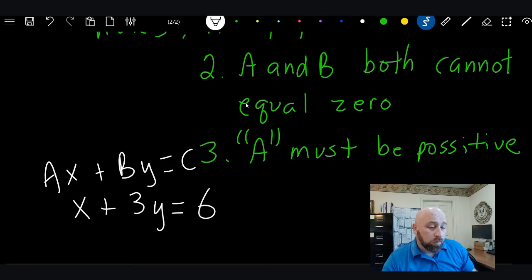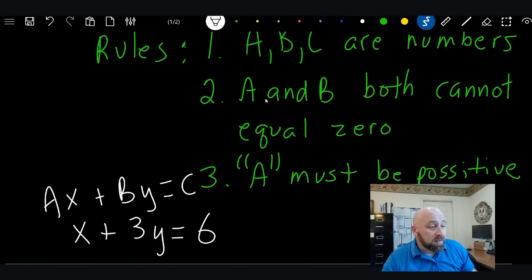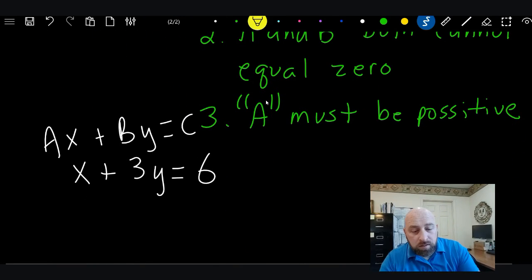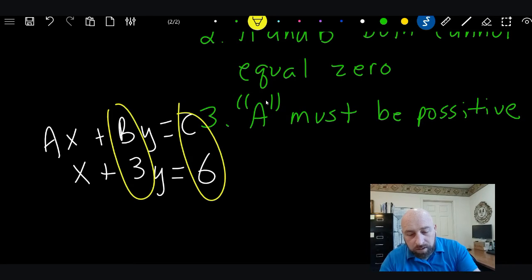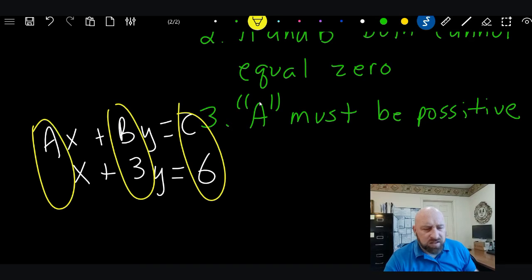And what are the rules? A, B, and C are numbers. So let's look at this. C is a number, and B is a number, but A is not a number. A is nothing. No, that's not true. A is a number. What is the number always in front of an x, always in front of a variable? The number is always 1. So A is the number 1.